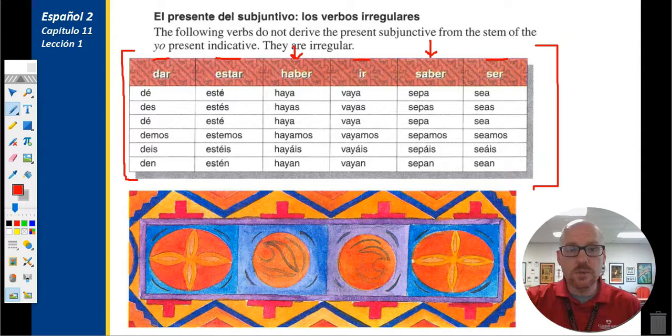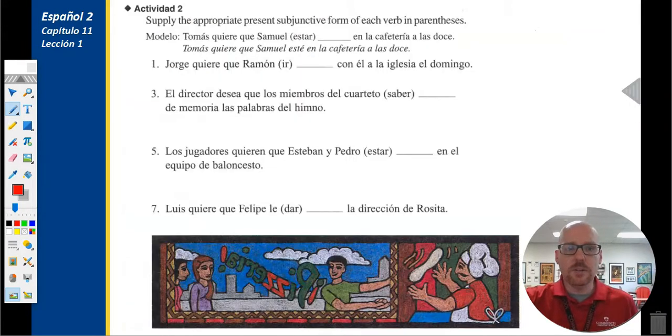Then you'll get the subjunctive mood right. But keep in mind these exceptions. Let's practice a little bit. Let's look at actividad 2. Actividad 2 está en página 282, 282. Actividad 2, supply the appropriate present subjunctive form of each of the verbs in parentheses.